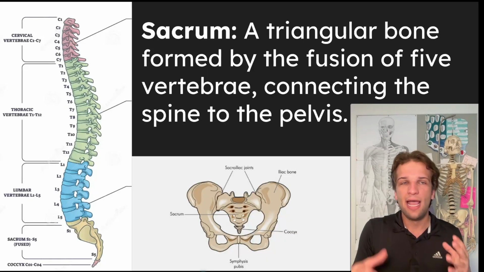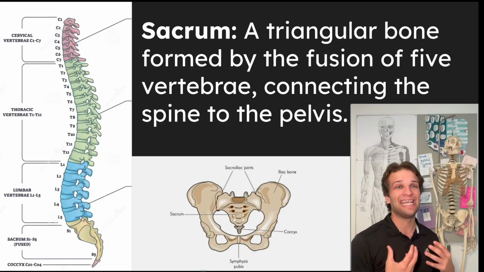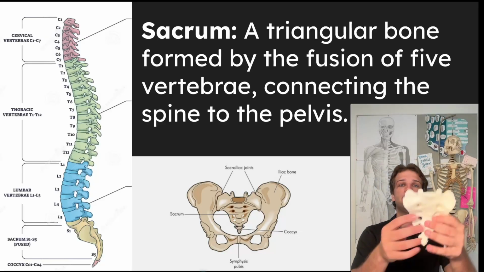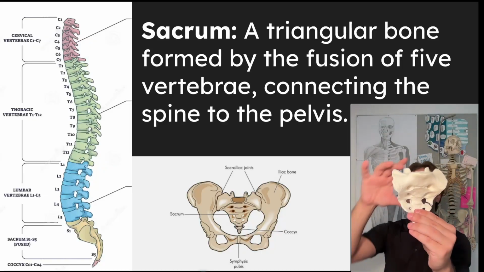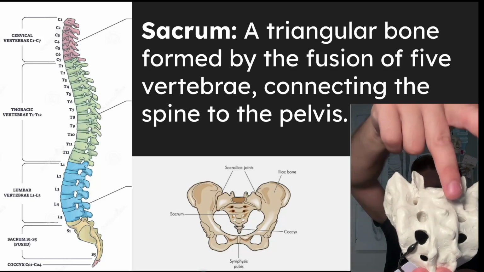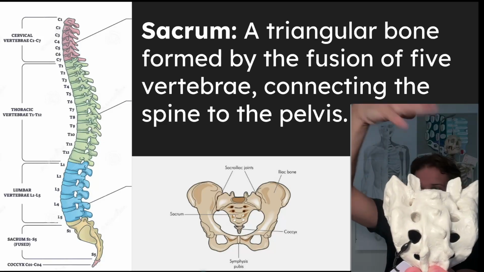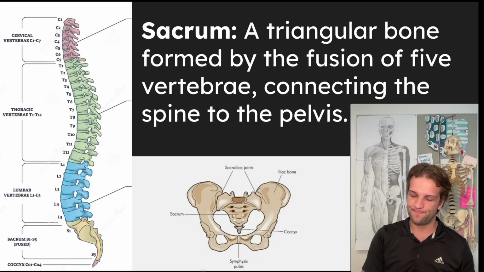And then right below our lumbar vertebrae, we have what is called the sacrum. The sacrum is this piece right here. It used to be vertebrae, but they are now fused, right? And so you can still see these dots, these lines, because technically they were vertebrae, but they've fused together and now form part of our pelvis.